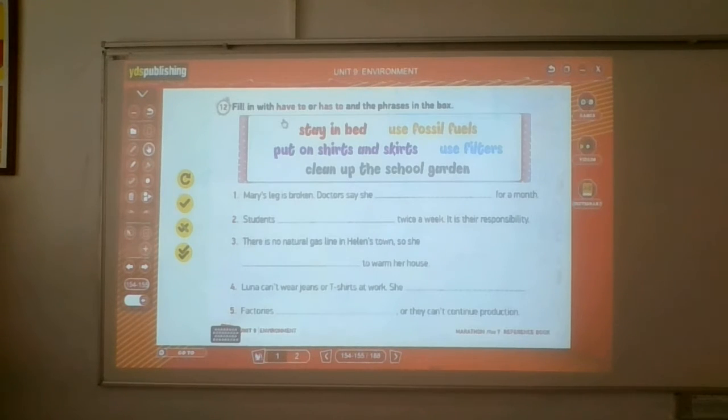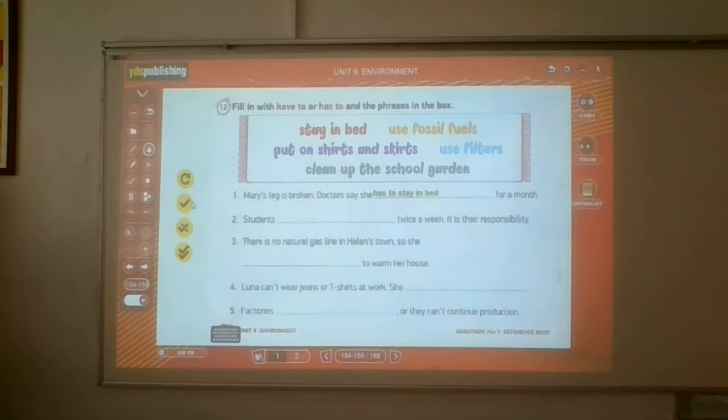Fill in with have to or has to, and the phrases in the box. Stay in bed. Use fossil fuels first. Put on shirts and skirts. Use filters. Clean up the school garden. Mary's leg is broken. The doctor says she has to stay in bed.